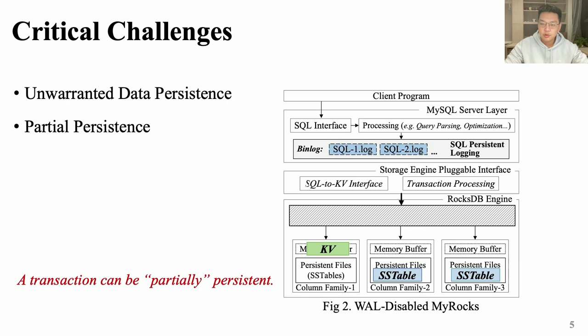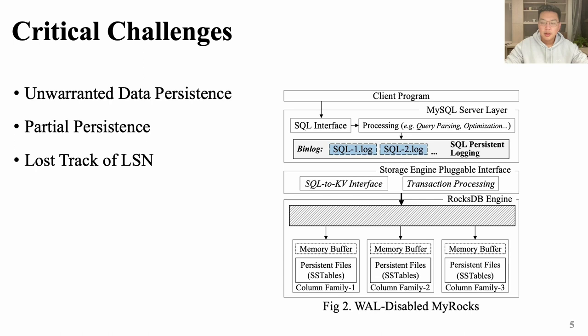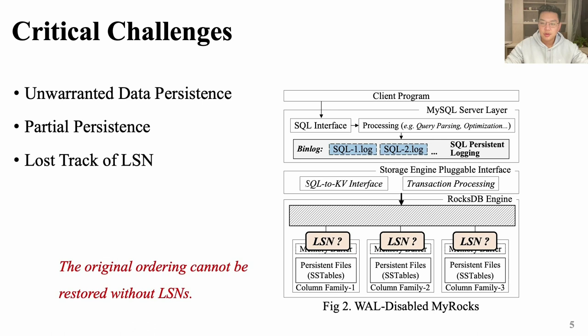Thirdly, LSM-tree-based RDBs use a log sequence number, the LSN, for concurrency control and meeting the ACID requirements. Each KV is allocated with an LSN, which is essentially a globally unique sequence number. The items of a KV batch, which corresponds to an SQL transaction, are guaranteed to receive a sequence of consecutive LSNs. With WAL, we can guarantee that each recovered KV atom still carries the originally assigned LSN. But without WAL, we can't.